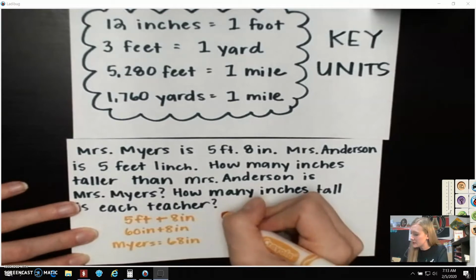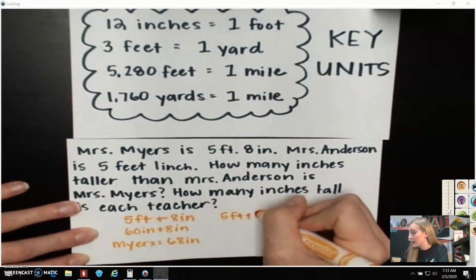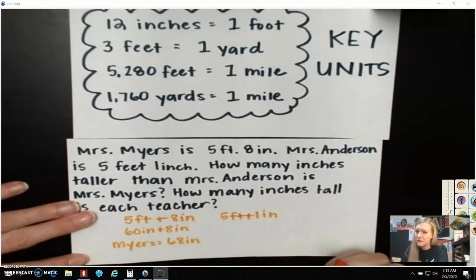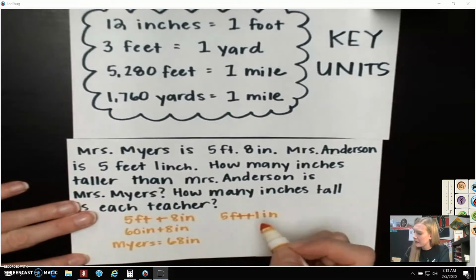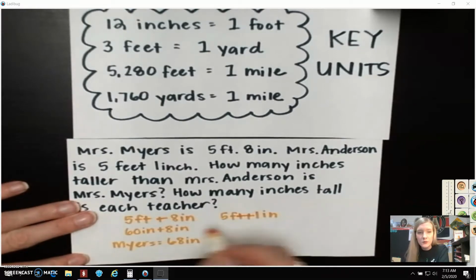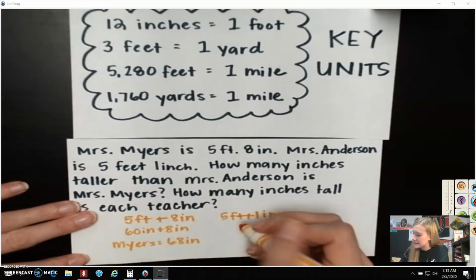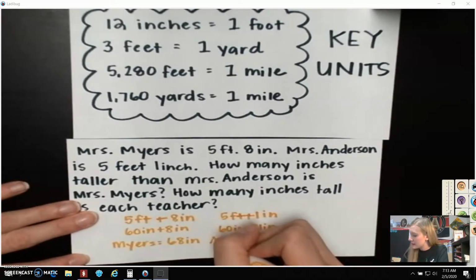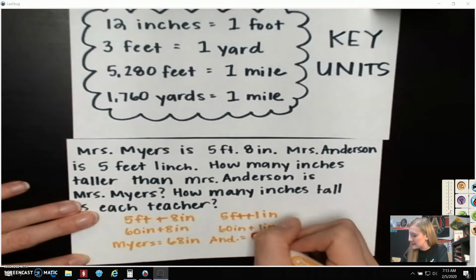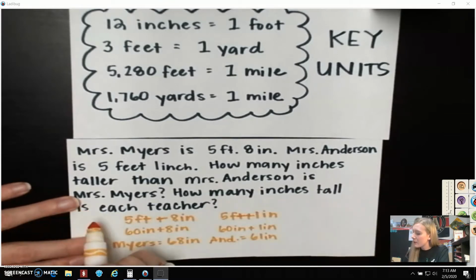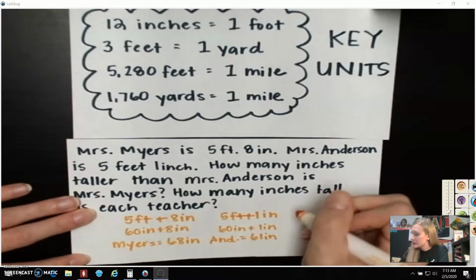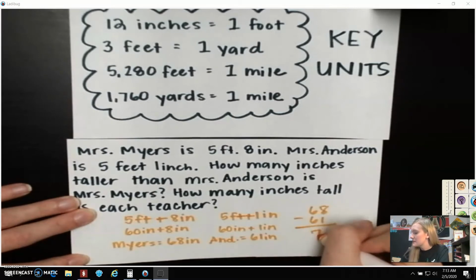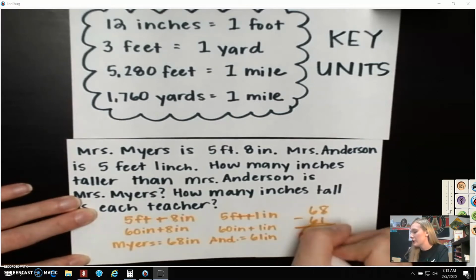Now Mrs. Anderson is 5 feet 1 inch. Notice I'm adding this 1 inch here because that's exactly what that means when I say I'm 5 foot and 3 inches. Okay? So 5 feet plus 1 inch. Well, I've already calculated that 5 feet is the same as 60 inches. Plus 1 inch means that Mrs. Anderson is 61 inches. And then the other part asks me how many inches taller is Mrs. Myers than Mrs. Anderson. So there I'm calculating the difference of 68 and 61, which means Mrs. Myers is 7 inches taller than Mrs. Anderson.